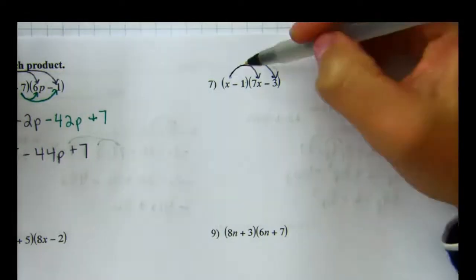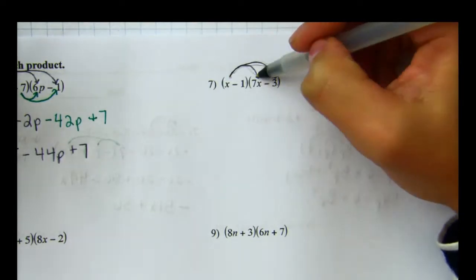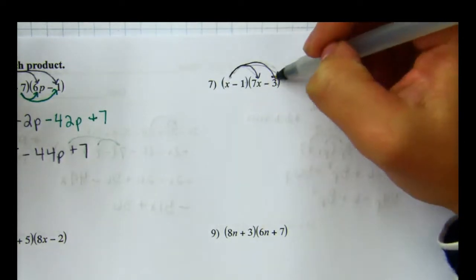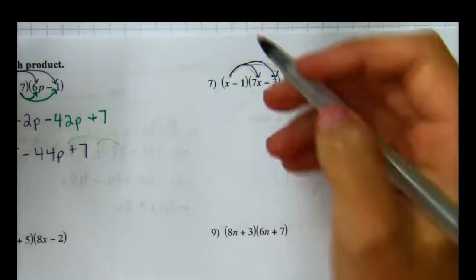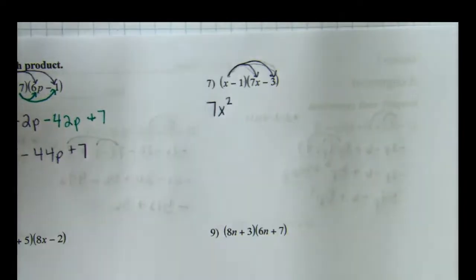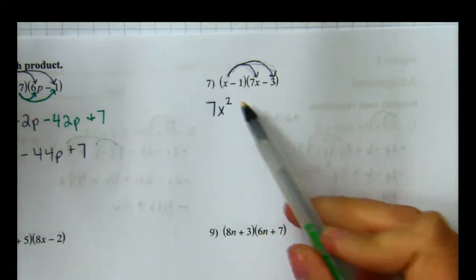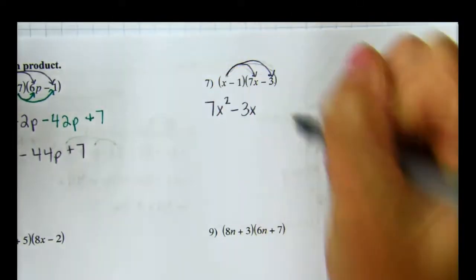Okay, go ahead and multiply these first two sets together. When you multiply x times 7x and x times negative 3, what are you going to end up with? Okay, x times 7x will give you a 7x to the power of 2. And x times negative 3 will give you a negative 3x.